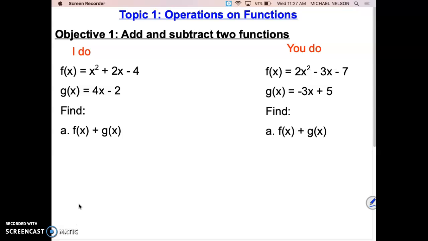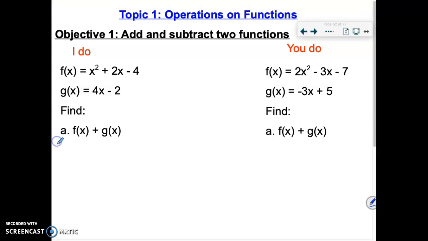So to begin, if I was given these two functions, f of x equals x squared plus 2x minus 4, and g of x equals 4x minus 2, and it's asking me to find f of x plus g of x, I would first notice they want me to add the two functions together. And the first step I would take in this would be to write out what f of x is in parentheses, and then add whatever g of x is in parentheses as well, just to organize our work.